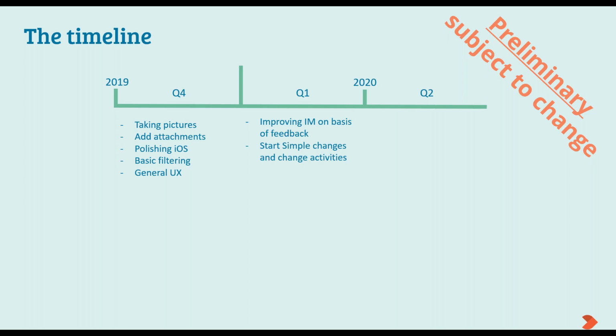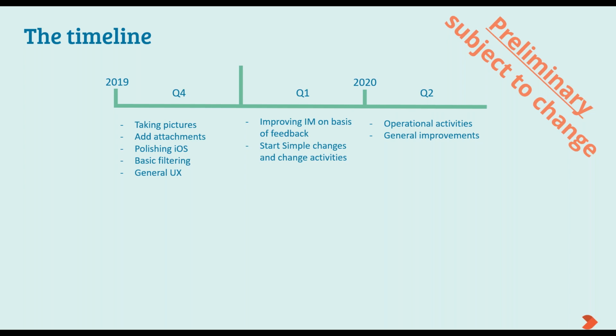Looking at Q1 moving forward, where we are now, we will be improving the incident management card we have on the basis of the feedback you guys provide. On top of that, we will also start with the simple change tasks as well as the change activities. We chose to do the simple changes first because it's very similar in the way of working to incident management, so it's really a quick win, so to say, functionality wise. It will also help us learn how to do these things.